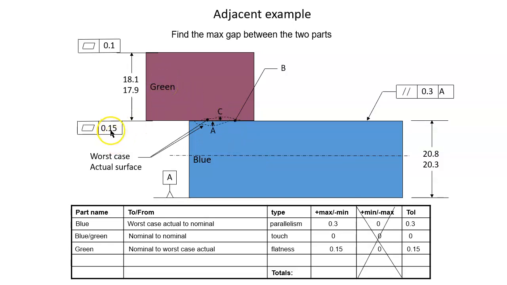And then we go from our touch point up to the worst case form error in the green. That's controlled by the flatness. We're going to put our max flatness value of 0.15 in the left column, 0 in the right column. And we get our max 0.45 gap, min gap 0. And that's all there is to the stack. Well, let's see how we would do this with the stacks wizard.